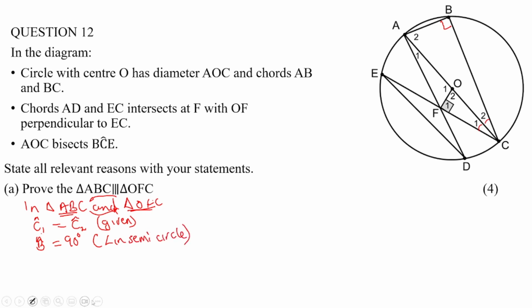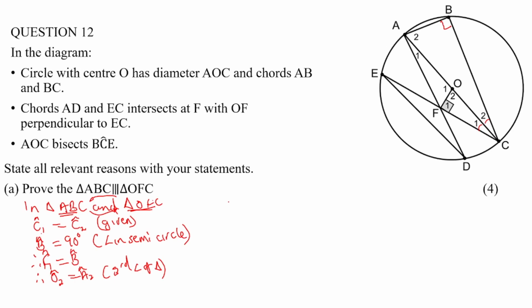And remember, we're given that angle F1 is 90 degrees. So therefore, angle F1 is equal to angle B, since angle F1 is also 90 degrees. We have managed to prove that two pairs of corresponding angles are equal. Therefore, the third pair is also equal. So angle O2 is equal to angle A2, third angle of triangle.